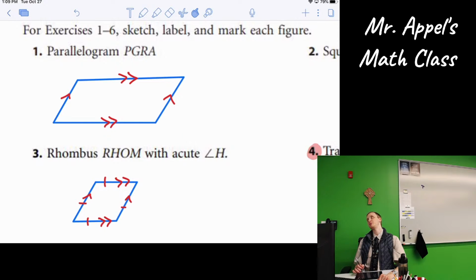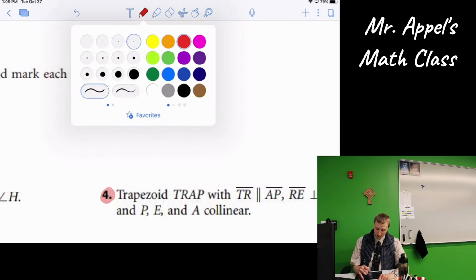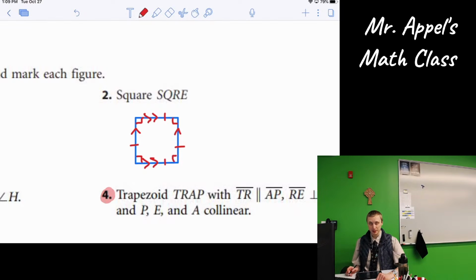And then we can get even more specific. If we take a rhombus and set all four corners to be right angles, we will get a square. So we need to include all those same properties. Opposite sides are parallel. All four sides are congruent. And all four corners are right angles. Lots of marking up on a perfect square.